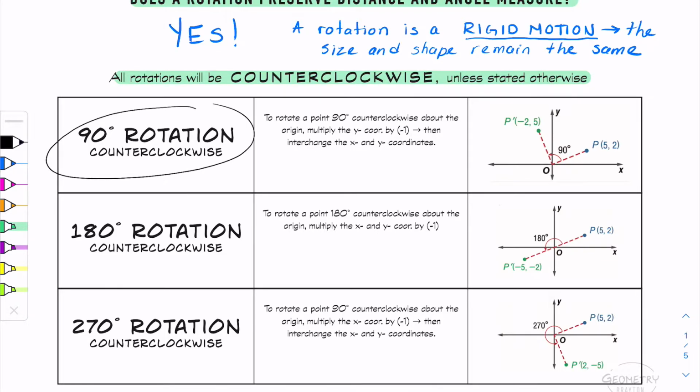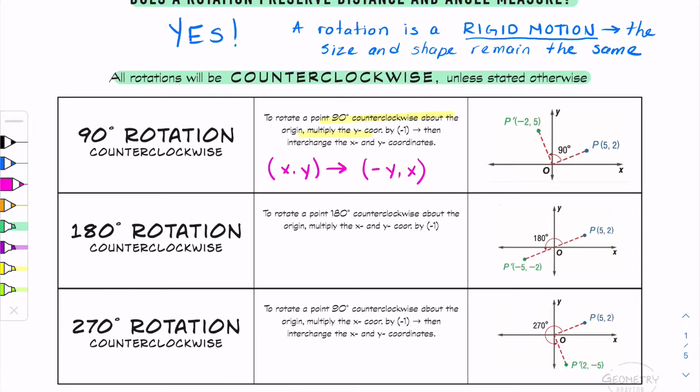So starting with a 90-degree rotation. To rotate a point 90 degrees counterclockwise about the origin, you multiply the y-coordinate by -1, and then you interchange the x and y coordinates. So the rule that you have to know, the rule that you have to follow is x comma y, your pre-image point, maps onto -y comma x. So flip the points, make your y-coordinate negative.